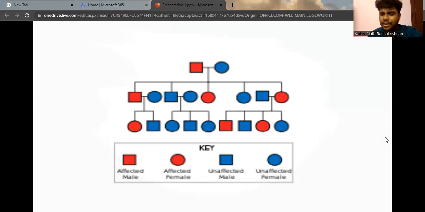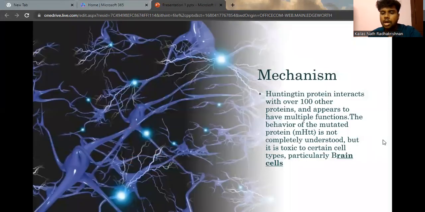So generally, it is typically inherited from an affected parent who carries a mutation in the Huntington gene. However, up to 10% of cases are due to new mutations. So let's talk about the mechanism. The Huntington protein, yes, I already mentioned the Huntington protein. This is responsible for this disease.